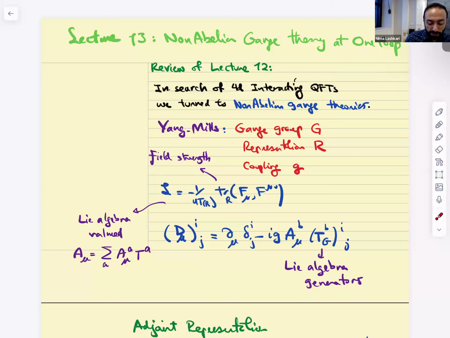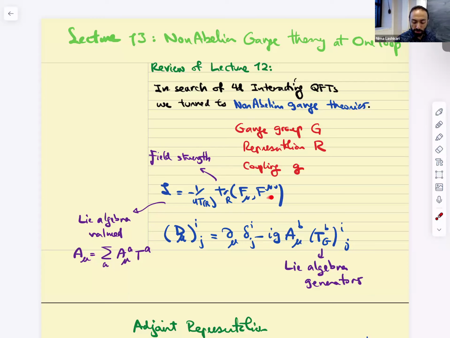In the previous lecture, in search of 4D interacting QFTs, we turned to non-abelian gauge theories. In particular, consider a gauge group G, a Lie group, some representation R, and some coupling g. The action that we wrote down has the form -1/4 T(R). Somewhere along the lecture I might call this C(R), but hopefully you recall this is just a normalization, the trace of T^a T^b.